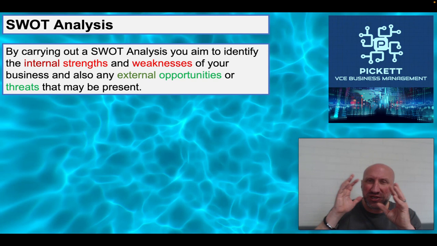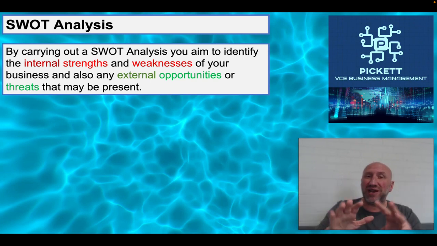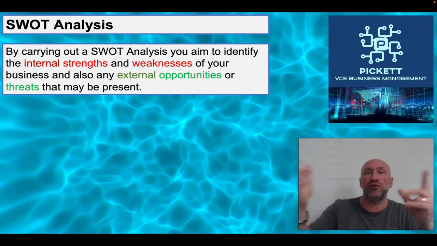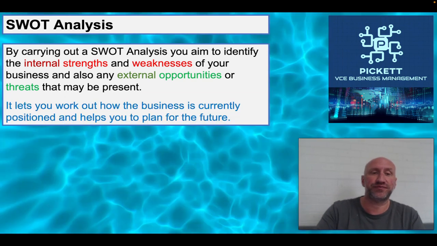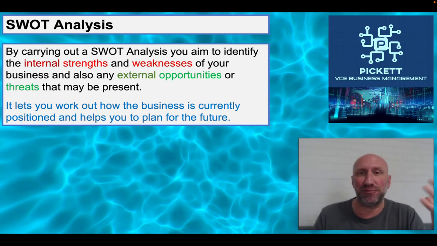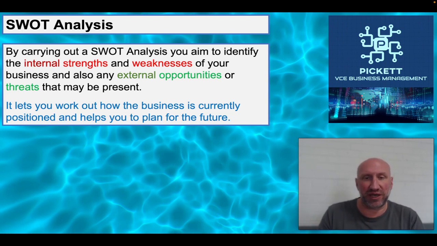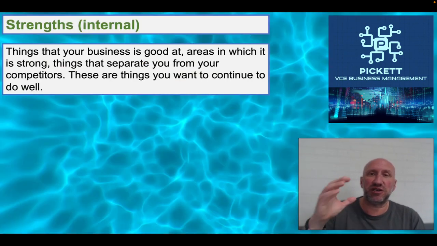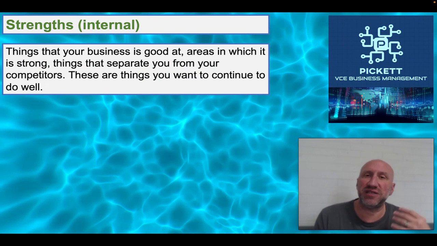But then when we shift our focus to the external opportunities and threats, you're now looking outside of the business at things that could potentially impact the business. You do this, and at the end of this process, it gives you more of an idea about how the business is currently positioned in the market. And then, like I said before, it helps you to plan for the future. So strengths, things that your business is good at, areas in which it is strong, things that separate you from your competitors, things that you want to continue to do well.